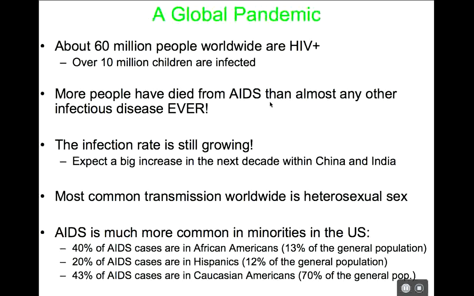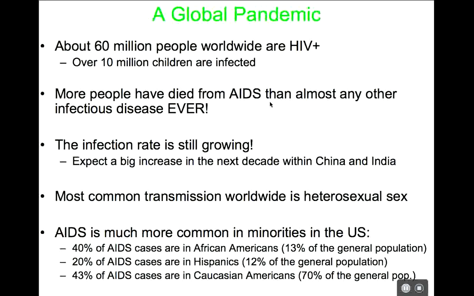Worldwide, the most common mode of transmission is heterosexual sex, without a doubt. That is definitely the most common. It's not what we see in the United States, but worldwide it's heterosexual sex. In the United States, AIDS is much more common in minorities than it is in the Caucasian population. For example, 40% of all AIDS cases in the United States are in African Americans. But African Americans make up only 13% of our general population. That is a huge disparity.